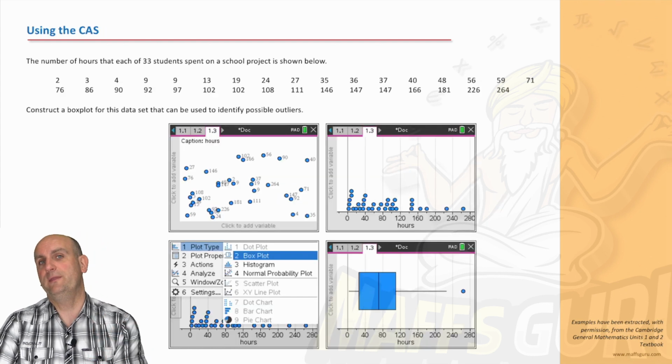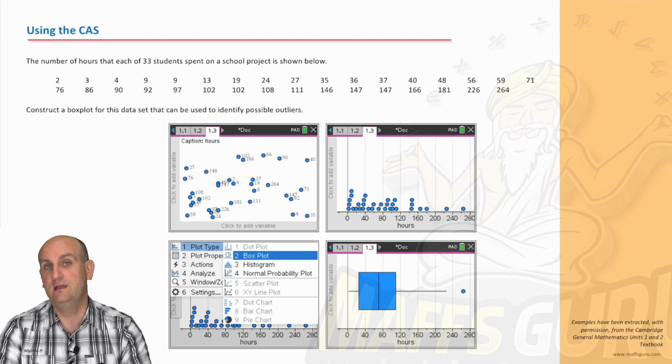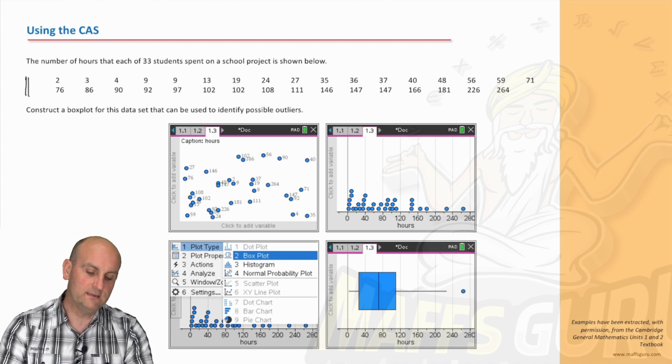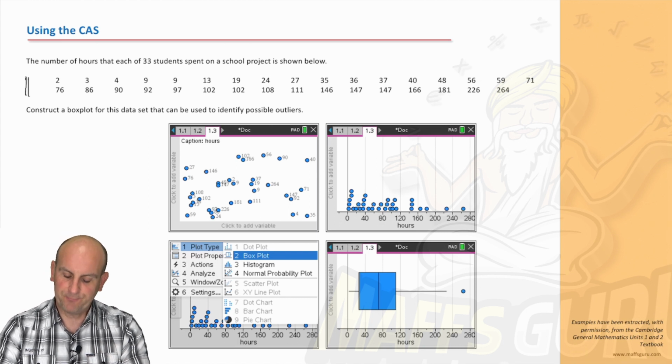Now, how do we do this on the CAS? Well, this is a CAS course, and so life is much easier. I'm going to show you how to use the TI-Nspire or Casio ClassPad. The instructions are in the textbook if you need them, or certainly online. So again, I took all of my data items, which I'd already put in, and I opened up a data and statistics graph.